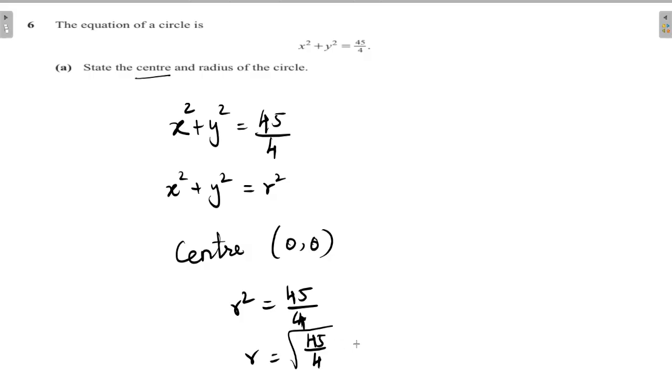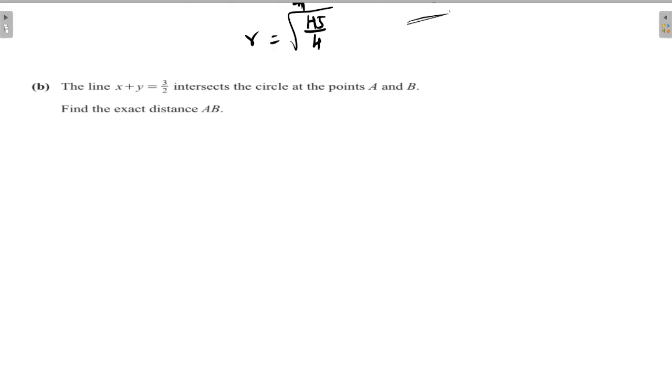So here the radius is 3 root 5 by 2. This is the radius of the circle. See part B, the line x plus y equal to 3 by 2. This line intersects the circle, whose equation is given as x square plus y square equal to 45 by 4. These both are intersecting at the points A and B.